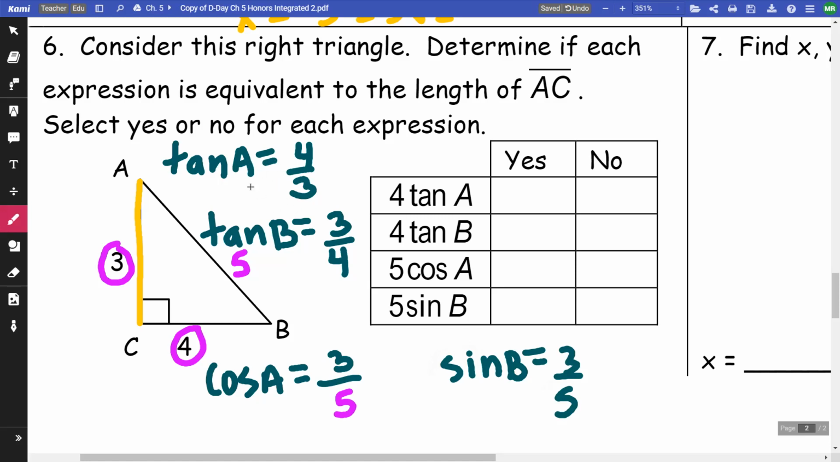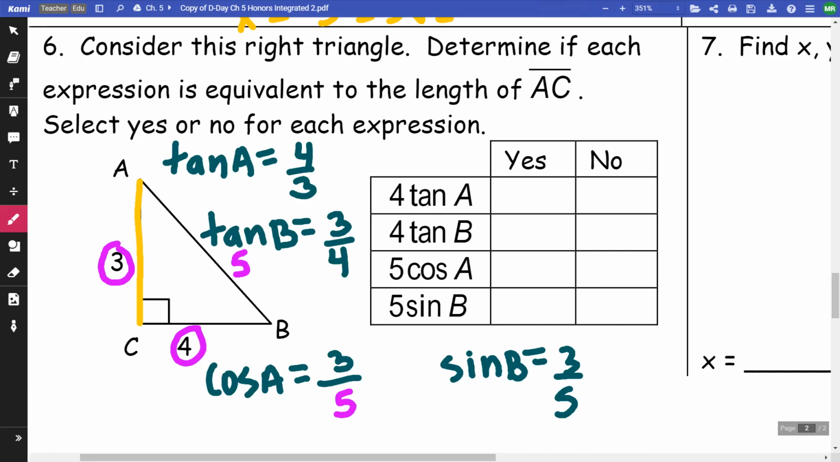Now, what you want to notice is that when I have the tangent of the two angles in a right triangle that are not the right angle, so this A and B are not the right angle, these are complementary angles, and you'll notice the tangents are reciprocals. When I take those two complementary angles and I find the cosine of one and the sine of the other, those are going to be equal. Now, I want to know what is equal to AC, and AC is 3.